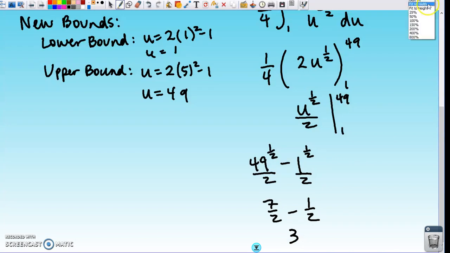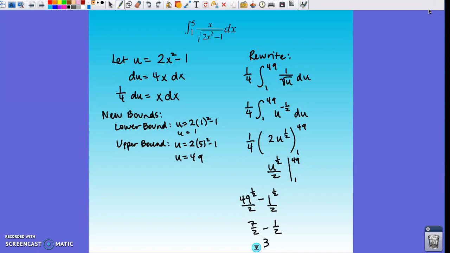Quick recap, because that's what we do. Again, we rewrote the bounds in terms of u. The bounds originally were in terms of x. Once you figured out what u was, you rewrite your bounds in terms of u as well. Rewrite, integrate, first FTC, and you get 3.